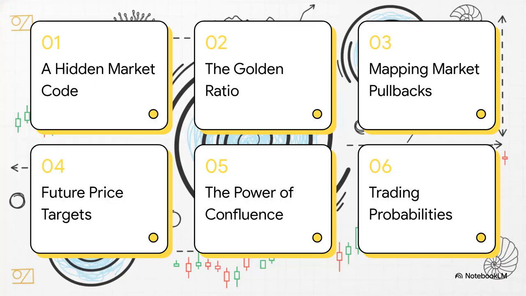So here's the game plan for this explainer. We're going to start with the hidden code itself, then break down the golden ratio. After that, we get really practical. We'll look at mapping market pullbacks, predicting future price targets, and maybe, most importantly, the power of something called confluence. And we'll wrap it all up by talking about trading with probabilities.